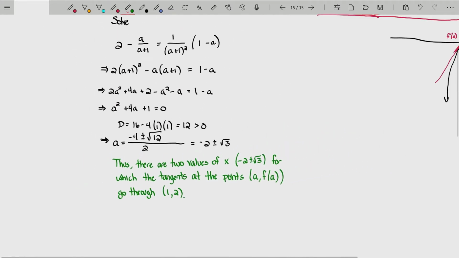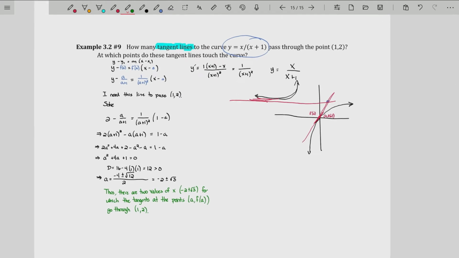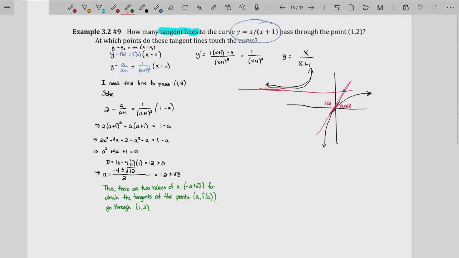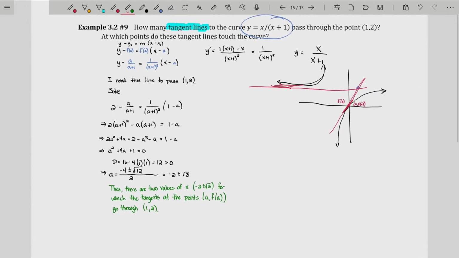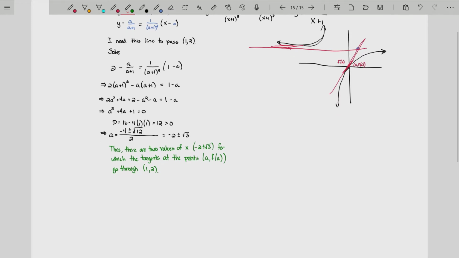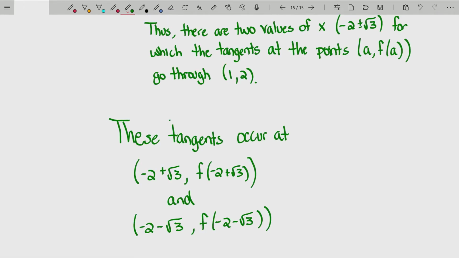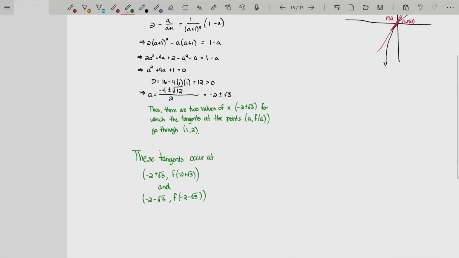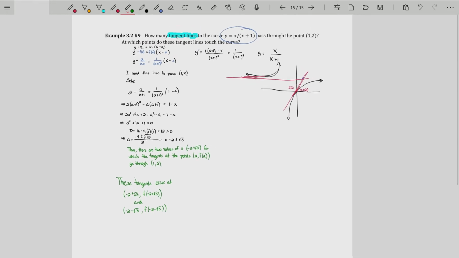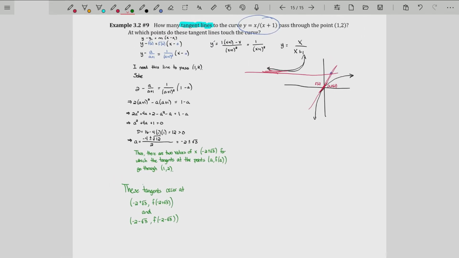Did they want me to do anything else here? Gosh, at which points do these tangents touch the curve? Shoot. Oh, well, that's okay. Which points do these tangents touch the curve? At negative 2 plus root 3, f of that? So these tangents occur at these 2 points. You could compute those 2 points. I'm just too lazy to right now because I've been recording all day and it's my birthday and I don't want to record anymore. So there you go.